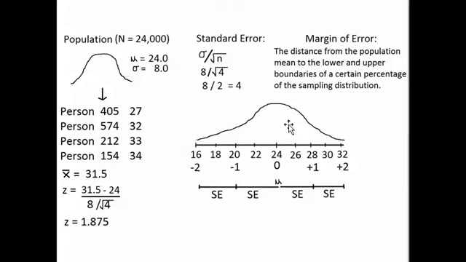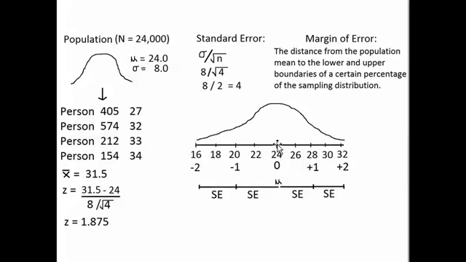Now I want you to imagine an area under this curve that includes the middle 80% of the possible samples. I want you to imagine that that area also has a lower boundary and an upper boundary. 10% of the possible samples are below the lower boundary, 10% of the possible samples are above the upper boundary, and the middle 80% of the possible samples are between the two boundaries. So we have a 10% area, a 10% area, and an 80% area.